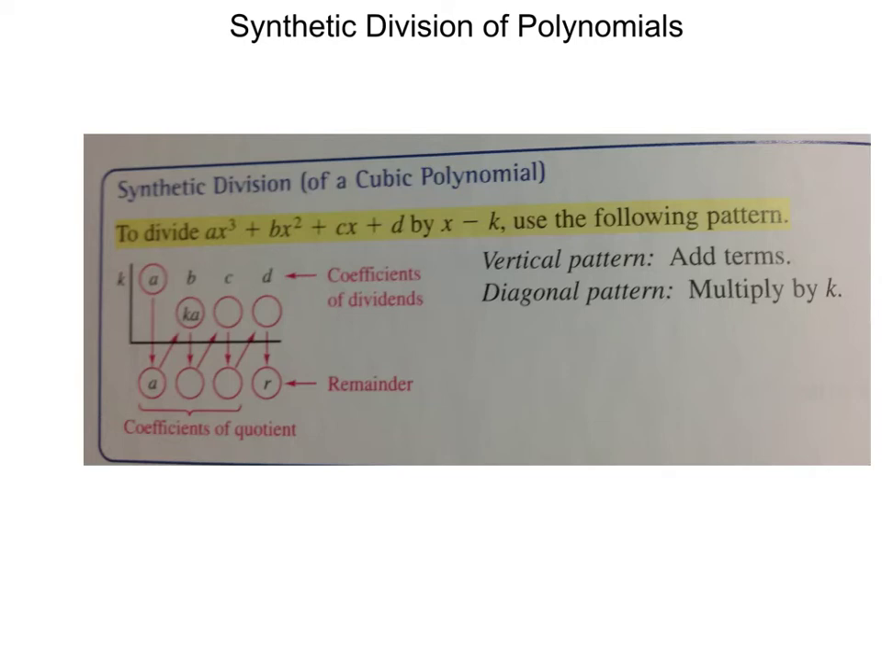Synthetic division of a polynomial is a shortcut for long division, and it only works if I'm dividing by a factor of x minus k. It has to be in that form, of 1x minus k. And this is the pattern we use. First, the most important thing is, if it's x minus k, I take positive k here. Bring the a down, multiply a times k, add, repeat.